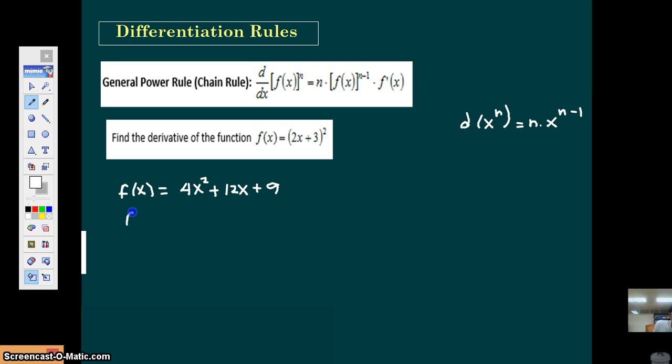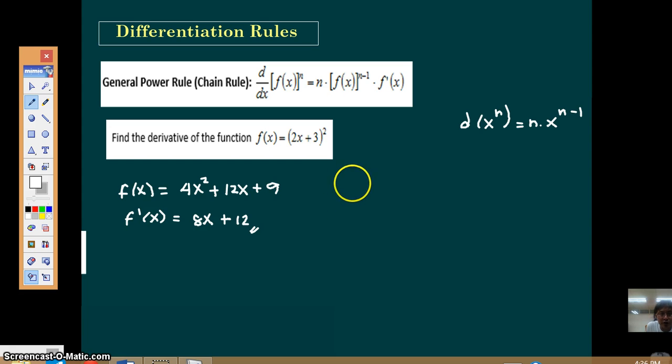And getting the derivative using the simple power rule for each term. So you get 8x, the derivative of 4x squared, and then the derivative of 12x is 12. Derivative of 9, a constant, is 0, so this is the derivative. Now let's use the general power chain rule here.